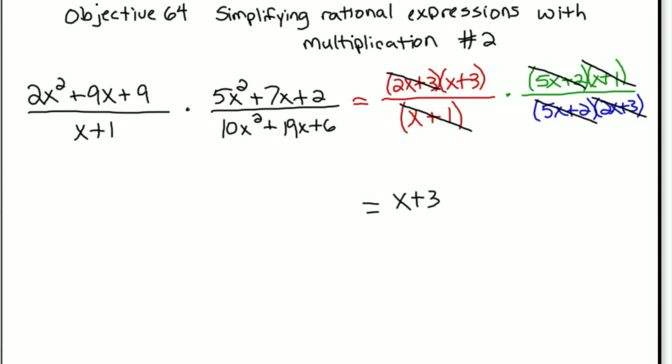An important thing to note, you can only reduce a term with something in the numerator with something in the denominator. If both things exist in the denominator, they will not cancel out. So they have to be in opposite positions on your fraction in order for things to cancel. So we're left with x plus 3 as my final solution.